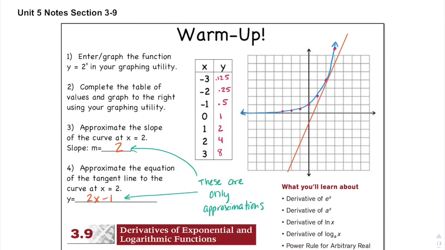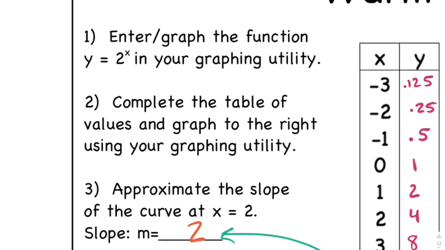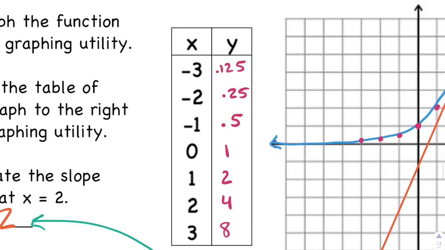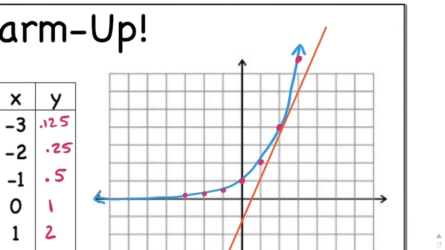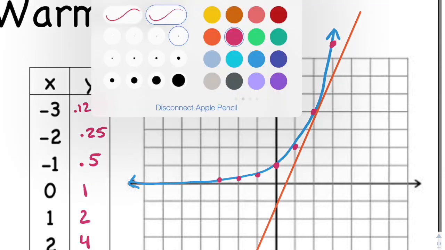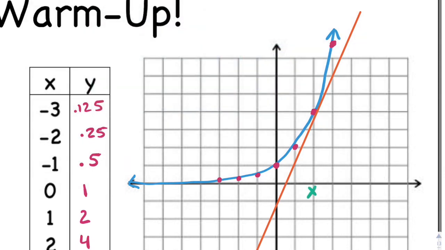So in the warm-up, you just have to work with y equals x squared, put it in your graphing utility, and you get these values when substituted in. You graph it, it's an exponential. The question is, at x equals 2, what is the slope at that location where x is 2?